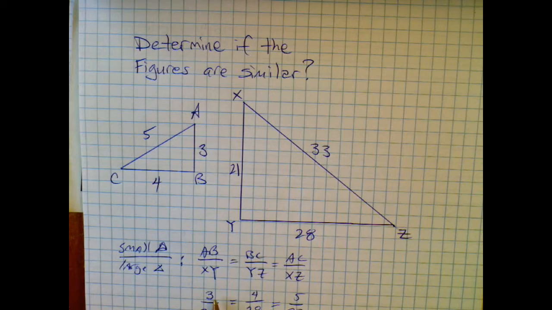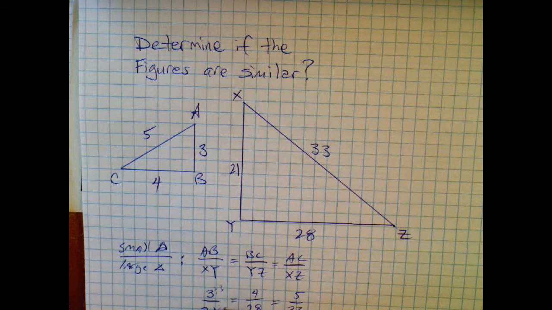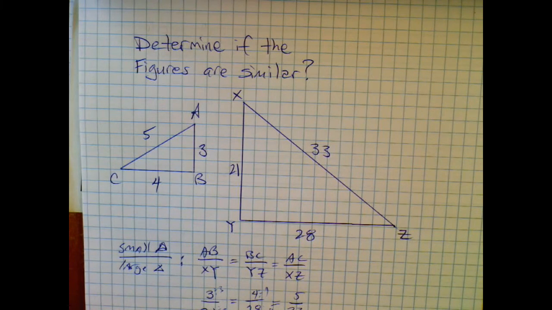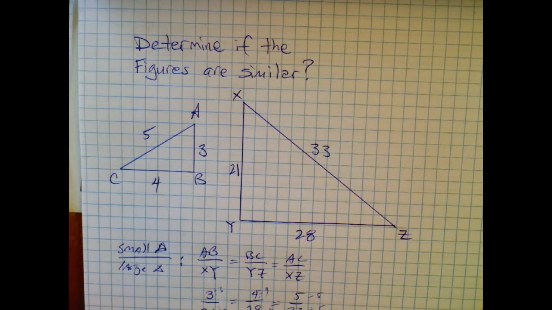Because I see that I can simplify 3 over 21, and if I divide top and bottom by 3, this becomes 1 over 7. This is divisible by 4 top and bottom. If I do that, those are the same. So I can see so far, these two sides are proportional because they reduce to the same thing. But if I divide this by 5 to get the 1, I am left with 33 divided by 5. 33 divided by 5 is not 7. This would have to be 35.